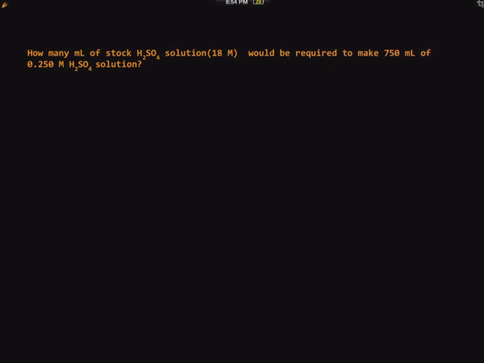How many milliliters of stock sulfuric acid solution, which comes in 18 molar concentration, would you need to make 750 milliliters of a 0.250 molar solution? The dilution equation is the first molarity times the first volume equals the second molarity times the second volume. In this case, and this is a very typical type of problem, we're given the original molarity, what we want the final molarity to be, and how much of that we need. The question is, how much of the concentrated stuff do you need to start with in order to get the right concentration when it's diluted to the amount that you want?